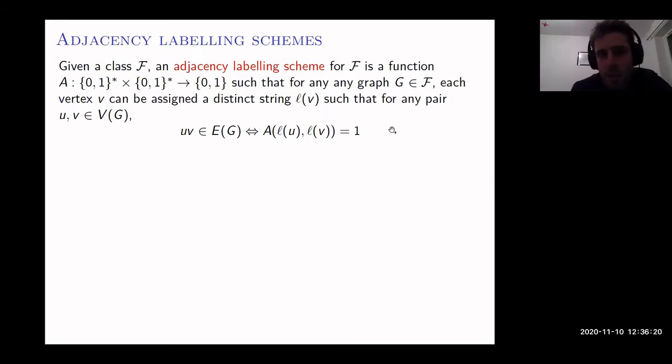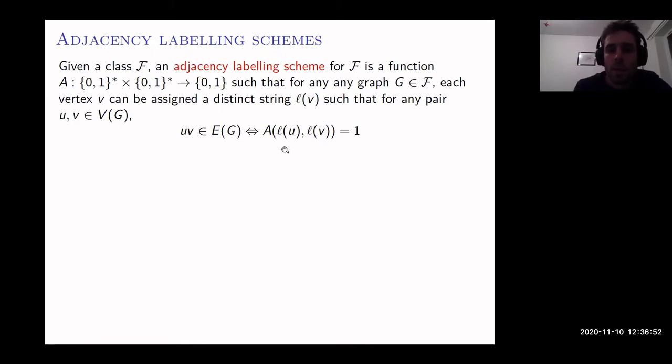Again, it's not very difficult to show that this always exists, because you could give numbers 1 up to n to all the vertices, and the label of U could be the list of all neighbors of U, and the label of V the list of all neighbors of V. If you look at the 2 lists, you just check whether U is in the list of V and V is in the list of U.